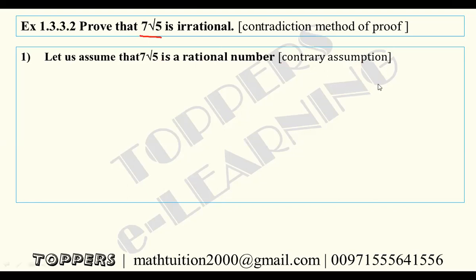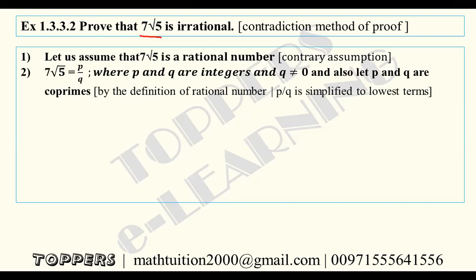Now we have to write it in the p by q form. So 7 root 5 equal to p by q, where p and q are integers and q not equal to 0. We have written it in standard form. And also we are assuming that p and q are coprime, by reducing p and q to their lowest terms by simplification.